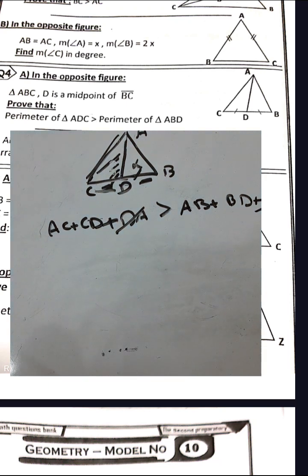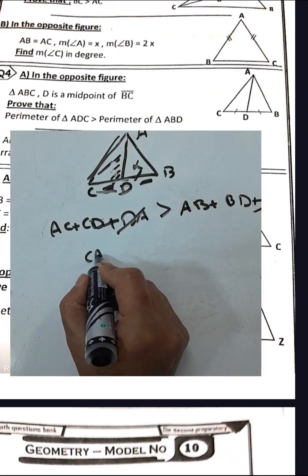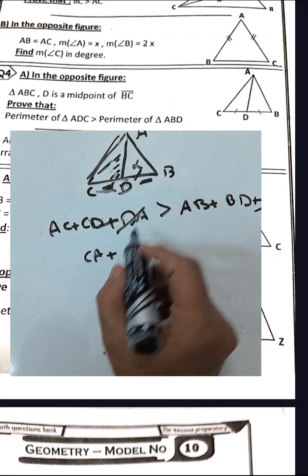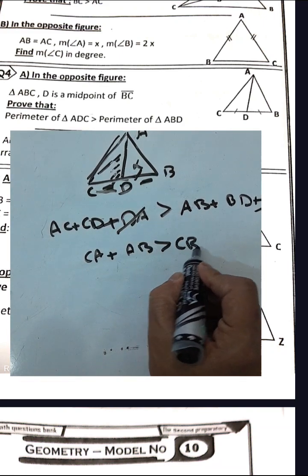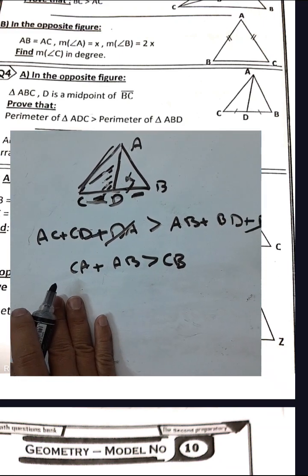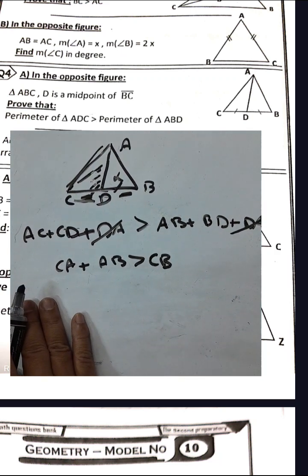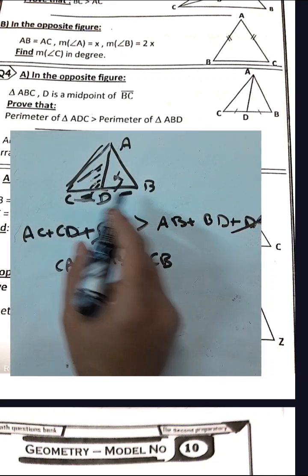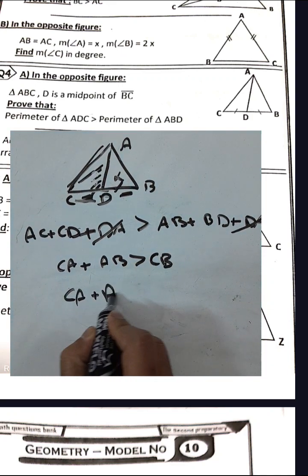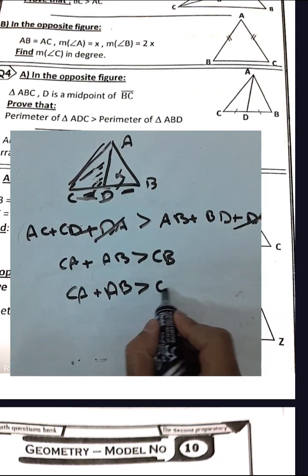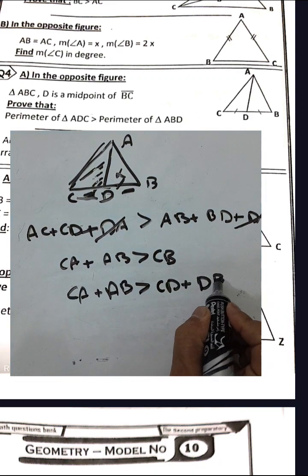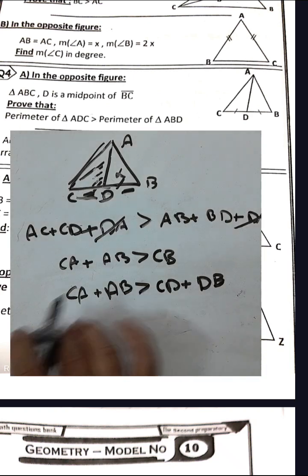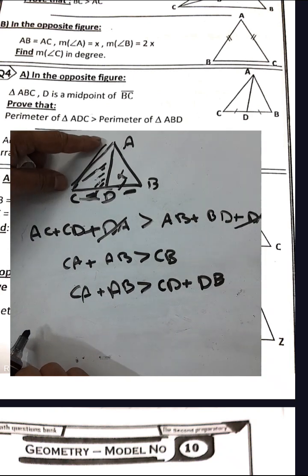You can use these properties of the inequality for any triangle: the sum of any two sides of a triangle is greater than the third. CA plus EB is greater than CB. It's a property of any triangle. And CB equals CD plus DB, so CA plus EB is greater than CB, which equals CD plus DB. And we have CA and AB.